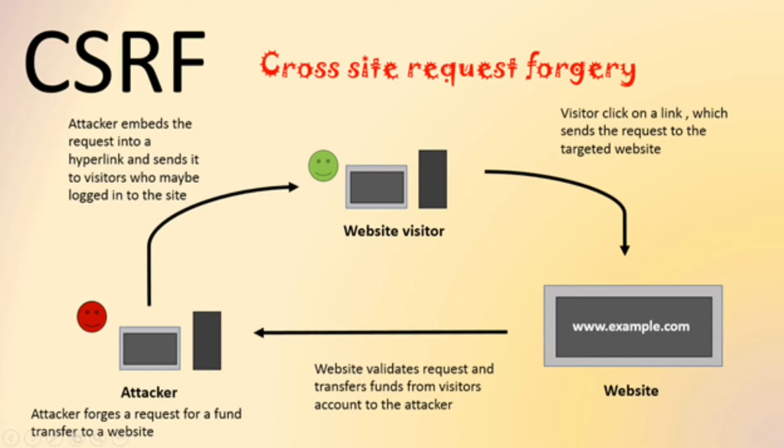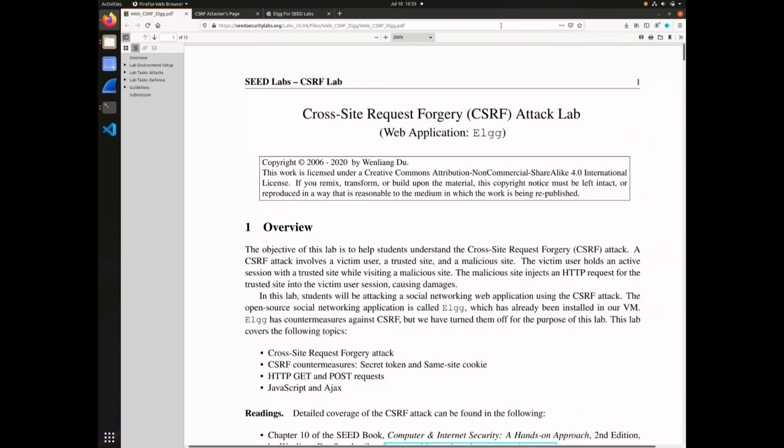In the above example, the attacker forges a request for a fund transfer, where the visitor clicks a link which sends a request to the targeted website. The website validates the request and transfers the funds from the visitor's account. Synchronizer tokens and double submit cookies are the well-known prevention measures.